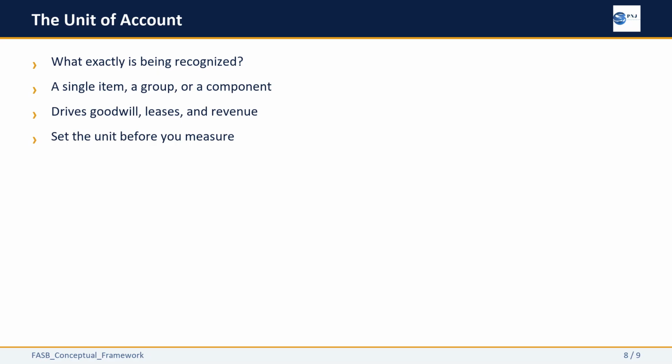One concept quietly governs all of this, the unit of account. It determines what is being recognized and measured, whether a single item, a group of items, or one component of a larger arrangement. This sounds abstract until you see how much it drives. The unit of account shapes goodwill impairment testing, how lease components get identified under ASC 842, and how performance obligations are separated under ASC 606. Here's the practical lesson. Before you measure anything, decide what the thing is. Pick the unit too broadly or too narrowly, and every number after it inherits the error.